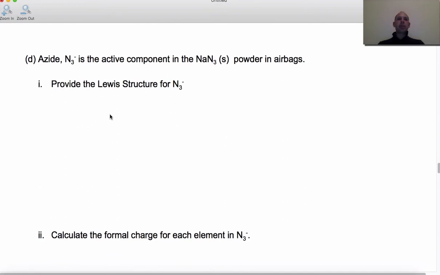Okay. Azide. Let's look at the Lewis structure for azide. When you do it all out, you're going to end up with this.